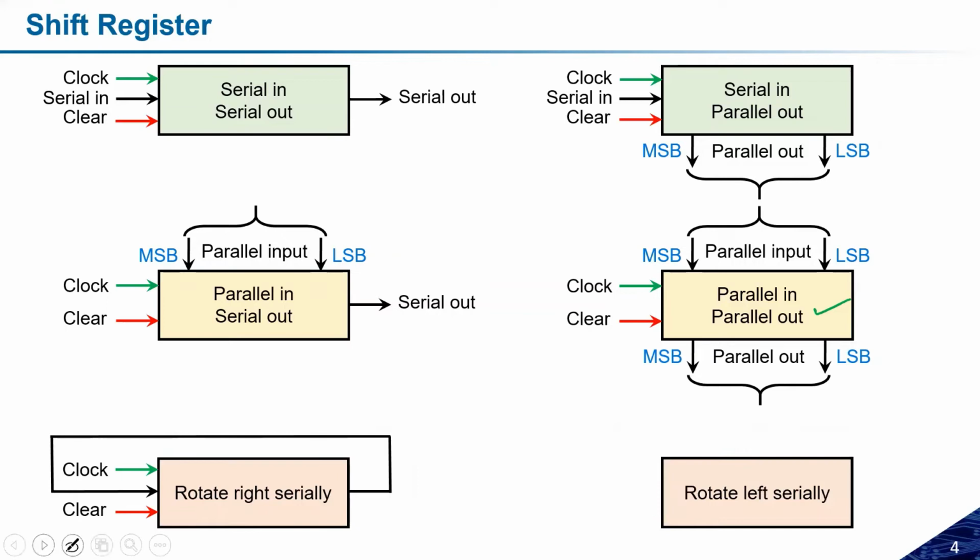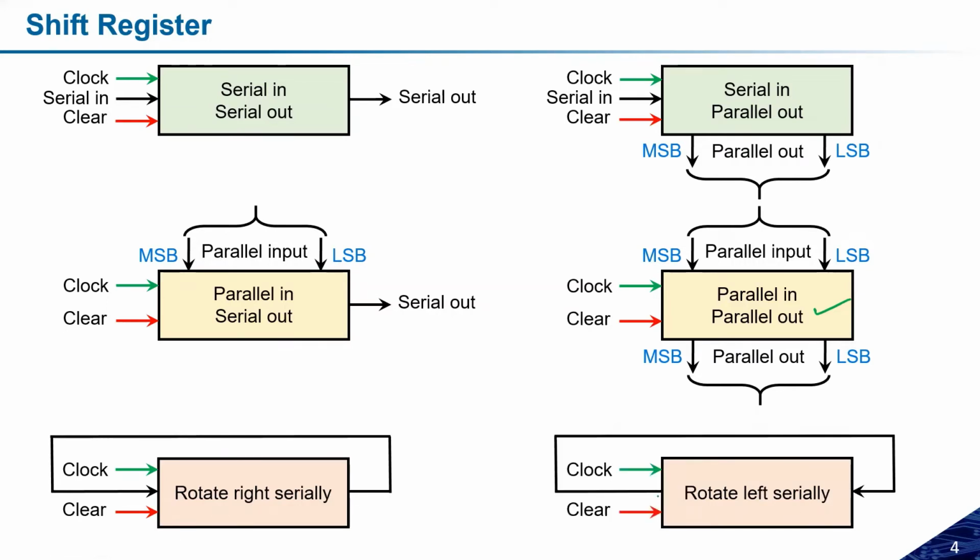Similarly, left rotation is also possible, but the direction will be opposite. So here the direction will be in this direction, and the data will be rotated in this direction. And of course, we can combine this rotation feature as well as this data loading feature. Okay, so this is possible, and these are the different kinds of shift registers that we can have.